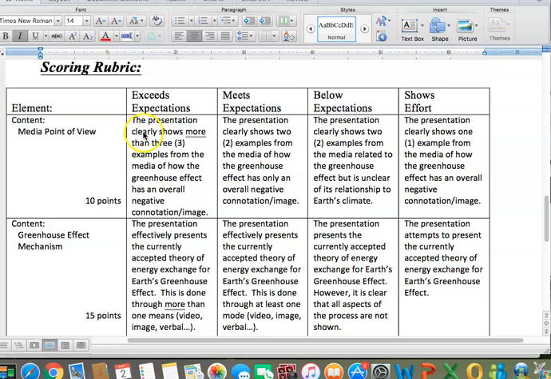To get to exceeding expectations here, I know earlier in the video that you need to identify at least 2 examples in the media, but to get full credit here, you want to show more than 3. So that's 4 examples from the media of how the greenhouse effect has an overall negative image. So nowhere in these articles can you find any positive aspects about the greenhouse effect.